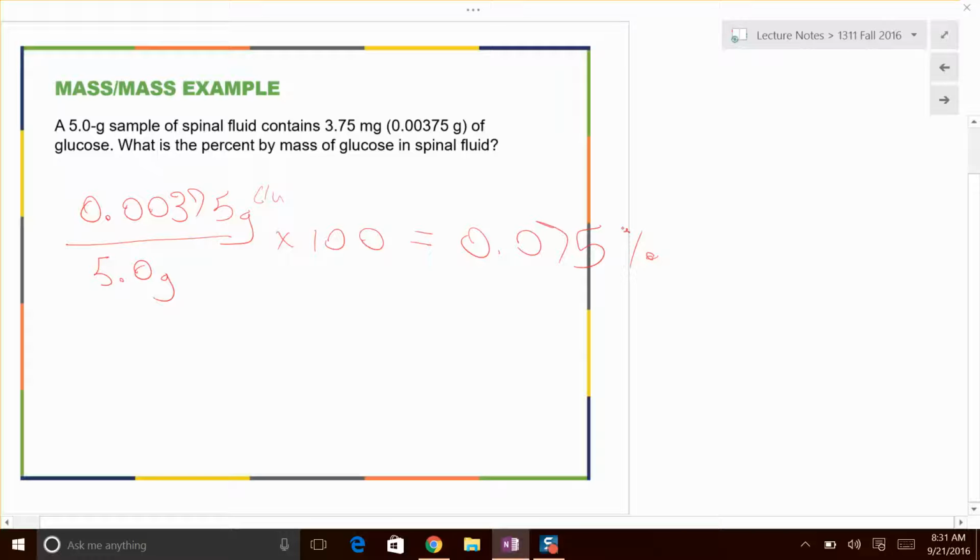Okay, 0.075% glucose by mass. Now, if this question was a little different and it had said that you have 3.75 milligrams of glucose in 180 milligrams of water, then I would set this up differently, because I wouldn't say 0.00375 in 0.180. That's not what I would do. Why?